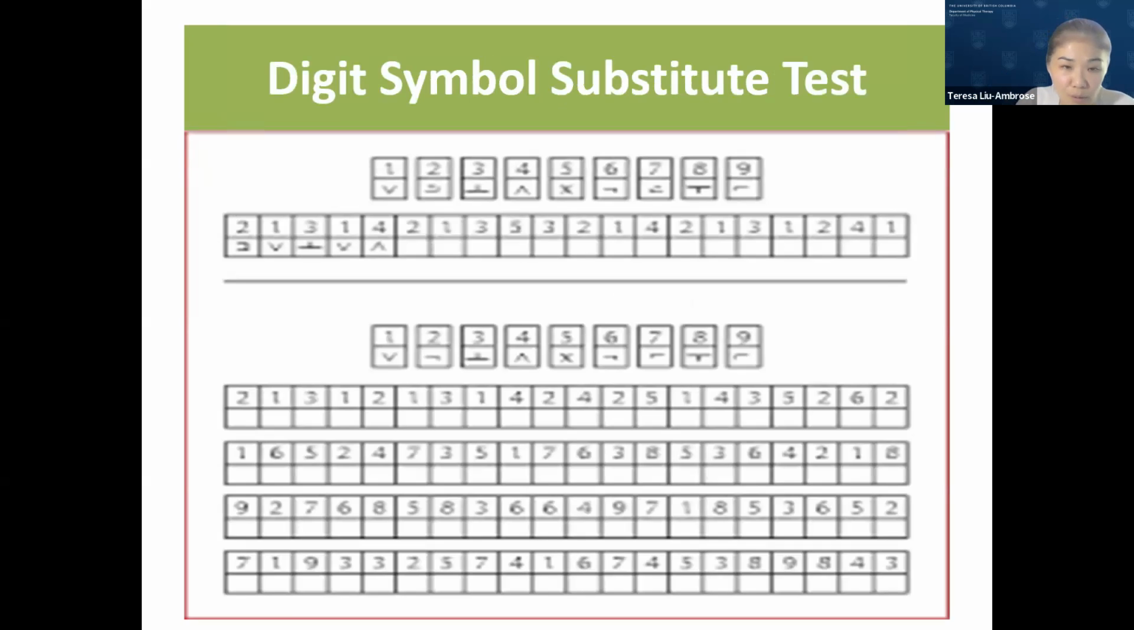And simply for a participant, what they would need to do is really write the correct symbol matching the number as quickly as they can from left to right without skipping any cells. And then after 90 seconds, we simply count the number of correct symbols that match the number.